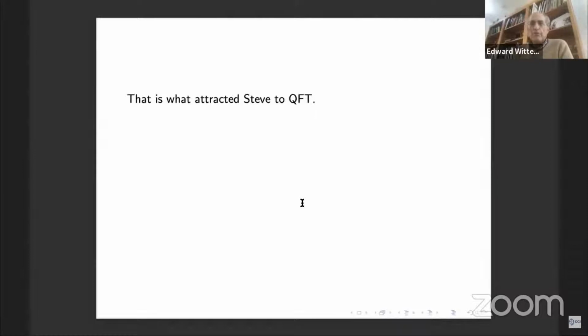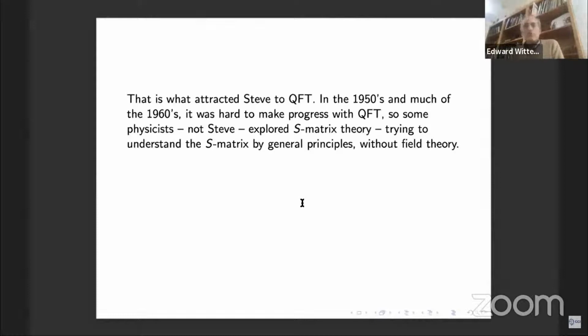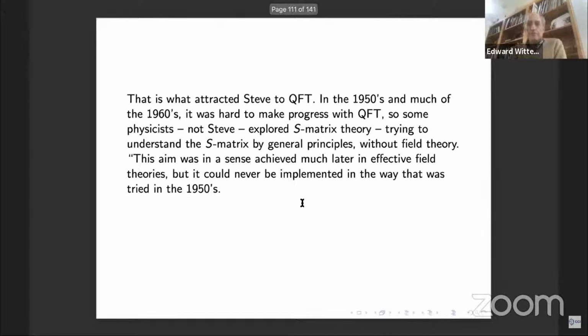In the 1950s and much of the 60s, it was hard to make progress with quantum field theory. So some physicists, not Steve, explored S-matrix theory, trying to understand the S-matrix by general principles without field theory. This aim, he writes, was in a sense achieved much later in effective field theories, but it could never be implemented in the way that was tried in the 1950s. Complex analysis with many complex variables is just too hard.